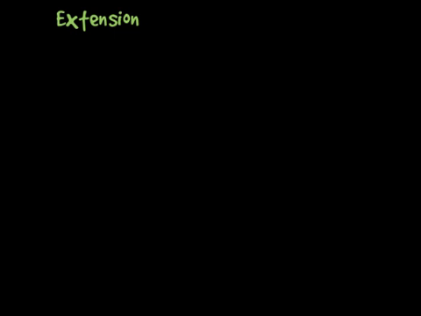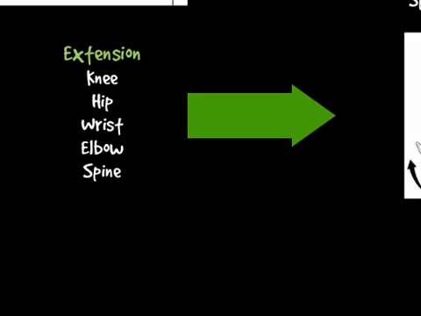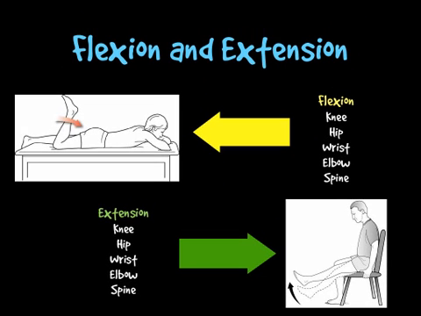Extension is just the exact opposite, so you're making something longer, and this can only occur in the same joints or the same areas of the body, so knee, hip, wrist, elbow and spine. And again, a good example of that is the knee. So if we were sitting down and bending our knee to start with, and we then stretch our leg out, you are extending your knee. Okay.